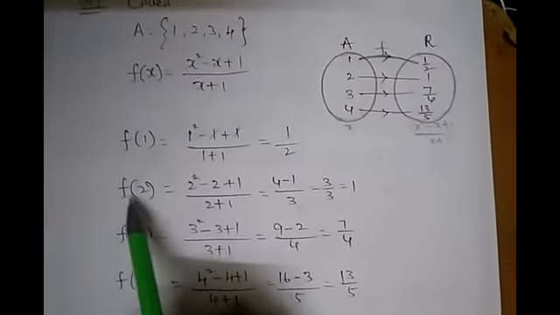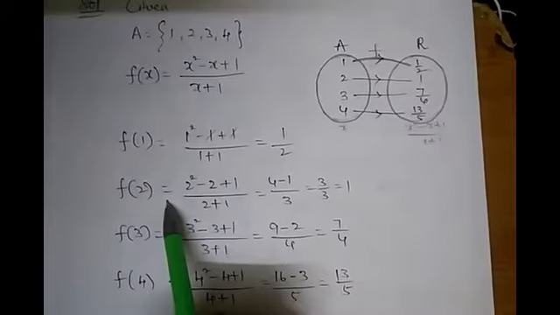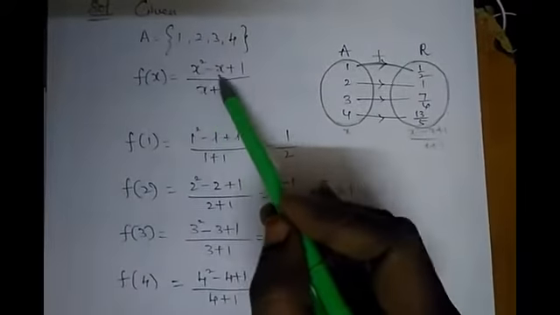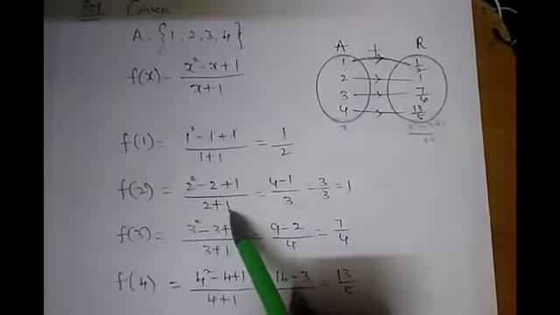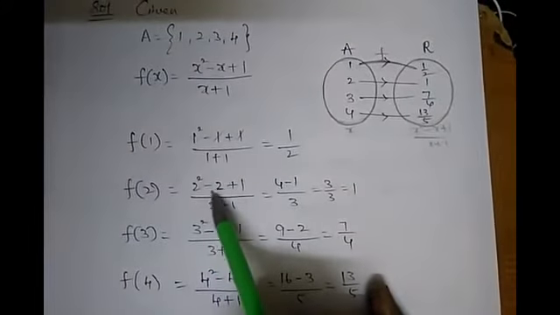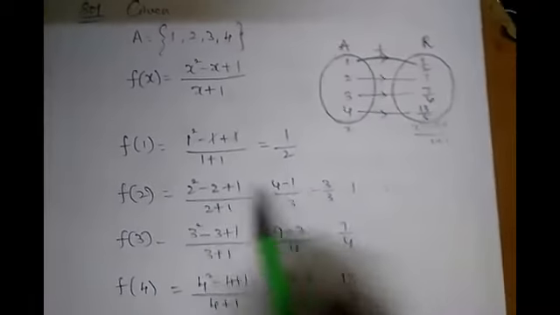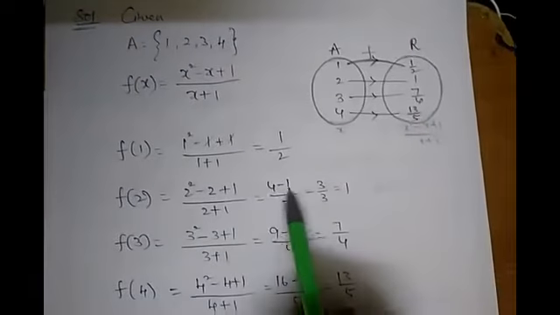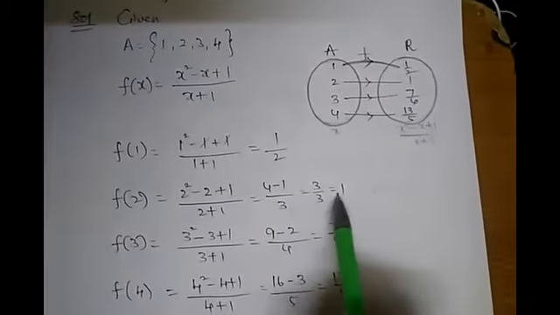The second one, f of 2. If x is equal to 2, then f of 2 equal to x square minus x plus 1 by x plus 1, substituting 2 instead of x. 2 square minus 2 plus 1 by 2 plus 1, which is equal to 2 square gives 4; minus 2 plus 1 gives minus 1. 4 minus 1 by 3, that is equal to 3 by 3 equal to 1.